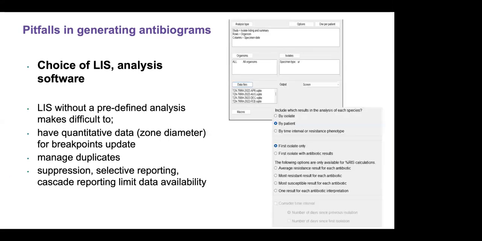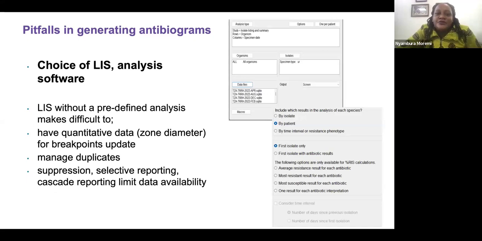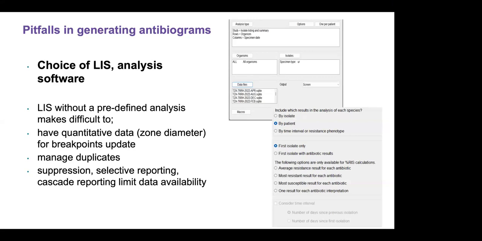Another thing that we need to talk about is the choice of laboratory information management system and some analysis software. Here you can find that most of the LIS or LIMS are not really tailored to bacteriology and mycology. And this has been a challenge. Sometimes even if it caters for that, it doesn't record the quantitative data, like the zone diameter.